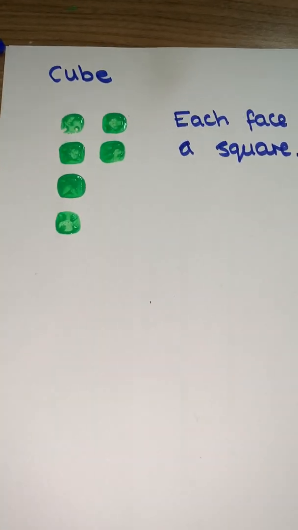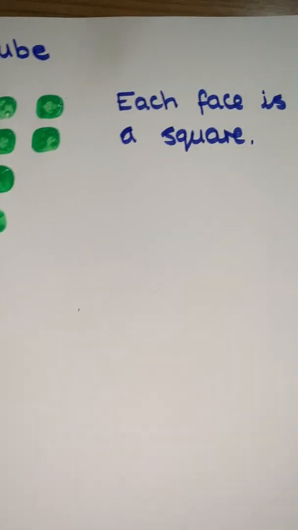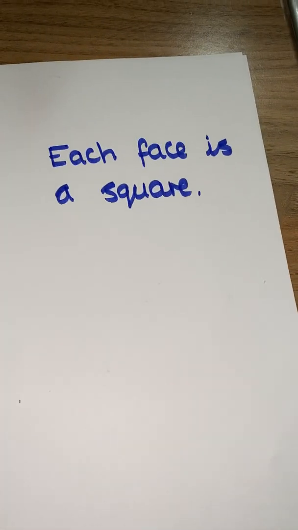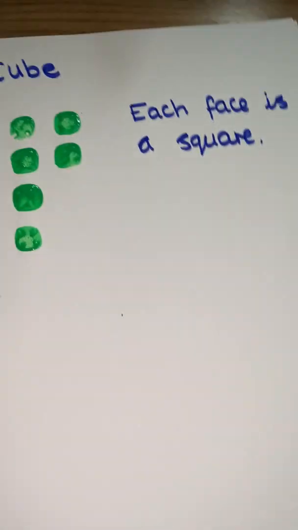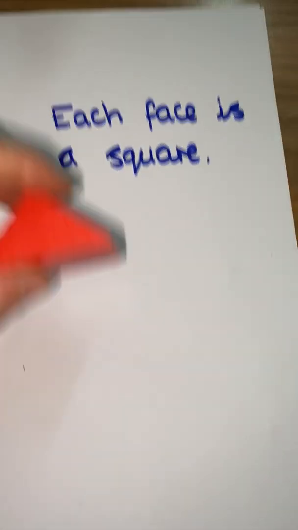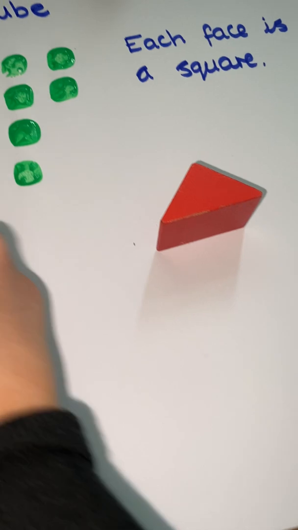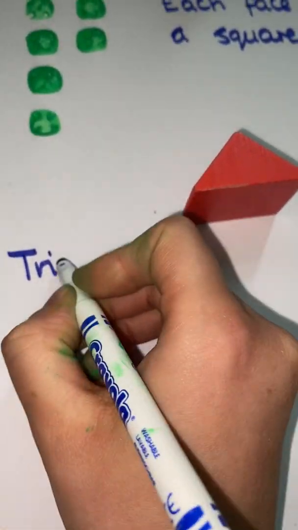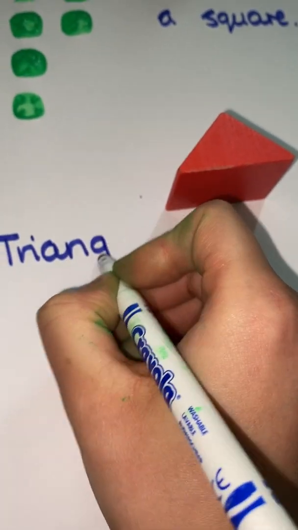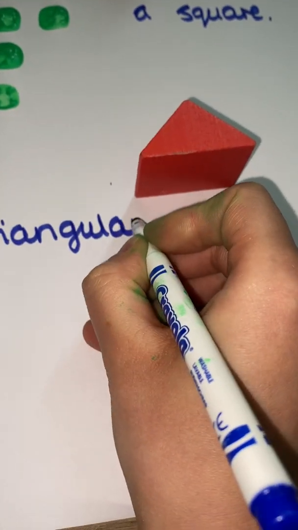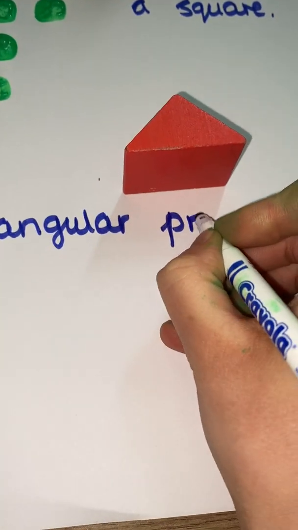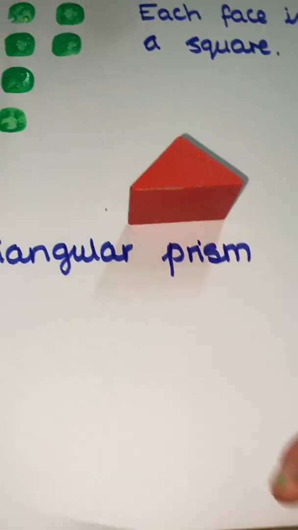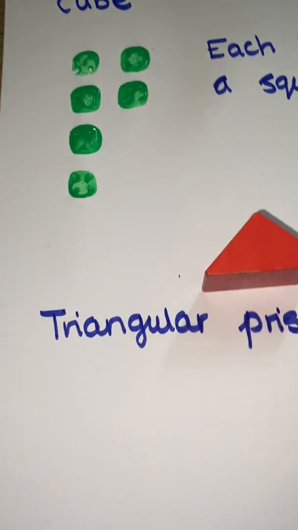If you can't use paint for some of the objects because your parents would prefer you not to, perhaps they're objects that you don't want to get ruined by paints, then you might draw those faces instead. So if I show you how to do that, here is our triangular prism. So I'm going to write down triangular prism. And I'm going to look at each face on the shape really, really carefully and draw what I can see.